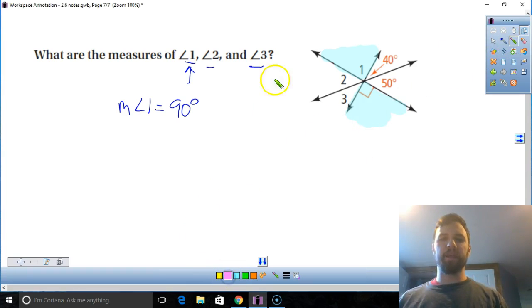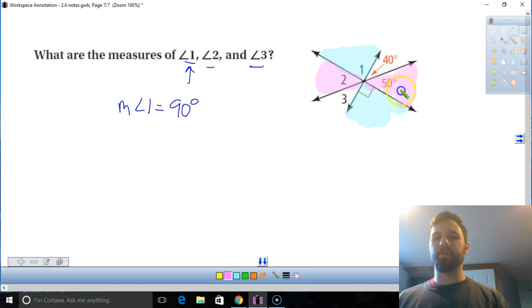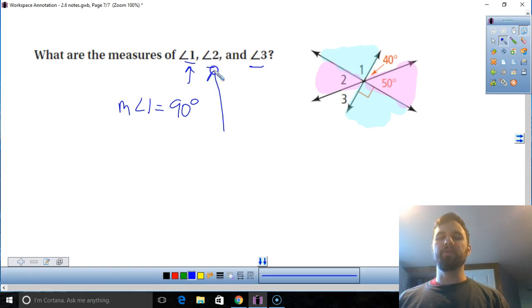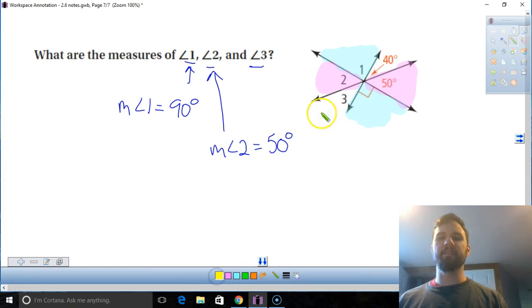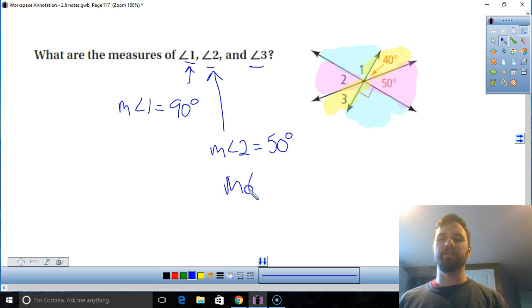Now let's look at angle 2. Wait, angle 2? What am I doing? Also has a vertical angle to it. Alright, this one's actually really easy the more I look at it. So angle 2 is 50 degrees. And lastly, angle 3 has a vertical angle too. It's over here. So measure of angle 3 is 40 degrees.